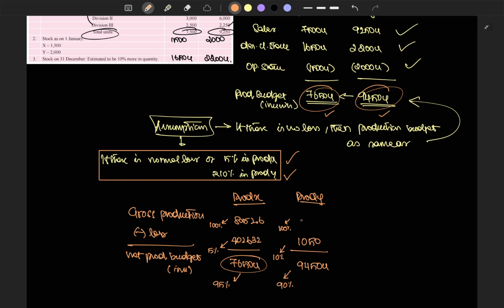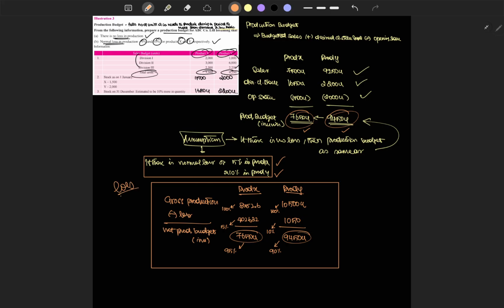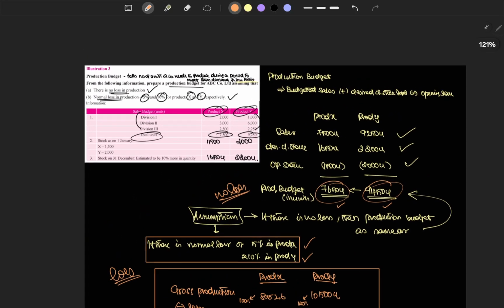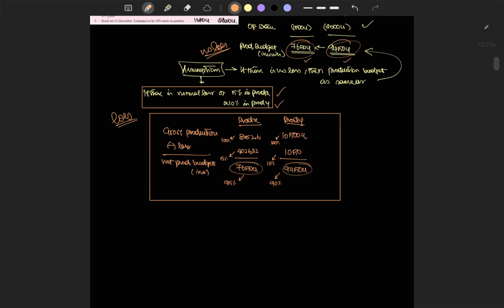Into 100, which is 10,500 units need to be produced to get these units. So this is the production budget when it comes to loss and no loss. So very simple problem only. I hope you guys have understood this problem. So this is the max level problem we can expect from production budget.